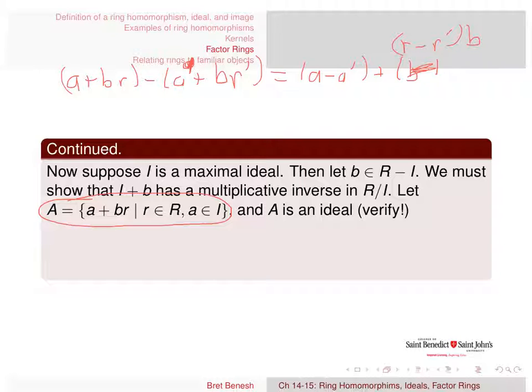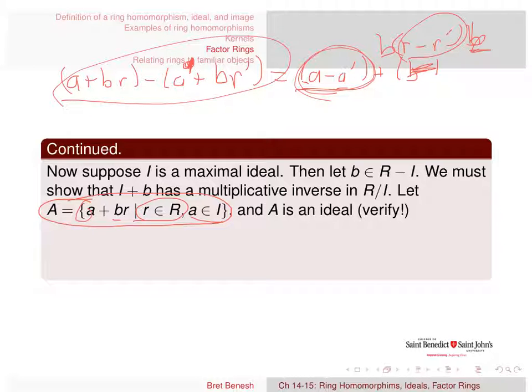Well, what do I know? I is an ideal, so if I start off with two elements in an ideal and I subtract them, I'm going to stay in I. So I still get an element of I right there. And what happens to b? I still get an element of b times, maybe I'll move it over there because it's a commutative ring, and r minus r prime is still an element of R. So when I subtract two things, I stay inside of A. So A is a subring.